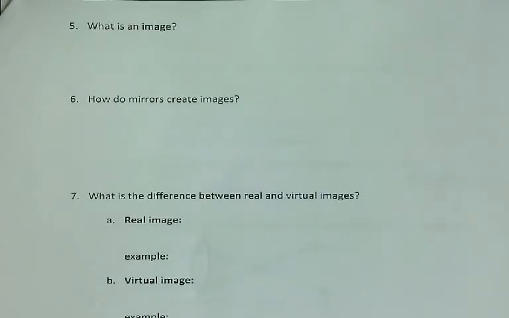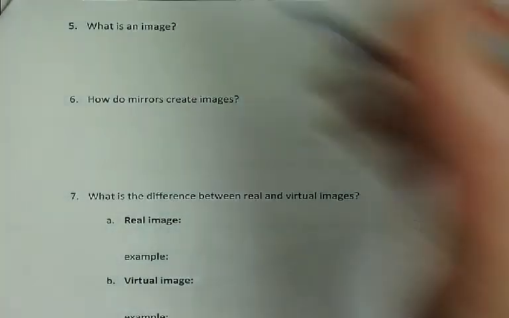Alright, so number five. What is an image? An image is what forms where the light intersects with each other. So wherever the light meets, that's what an image is. When you look at something, you're seeing where the light seems to meet. When you were looking at the image of the coin, that was where the light seemed to meet up for the coin. Same thing when you're looking at the magnifying glass. What you're seeing is where the light seems to meet. So what is an image? An image is the point in space where light seems to intersect.